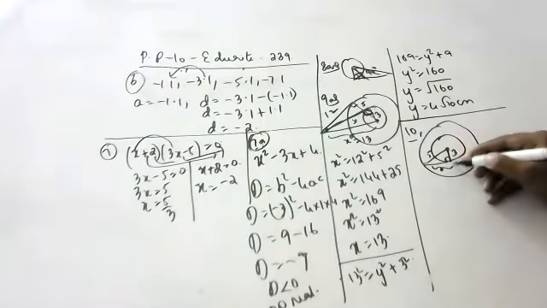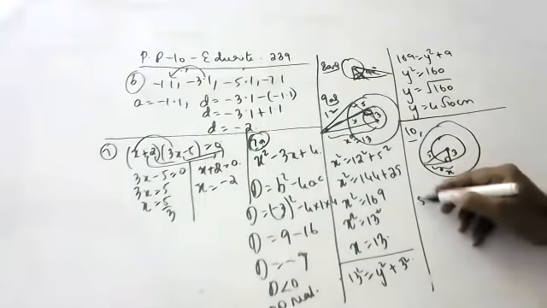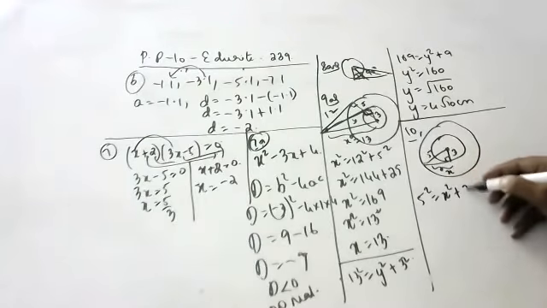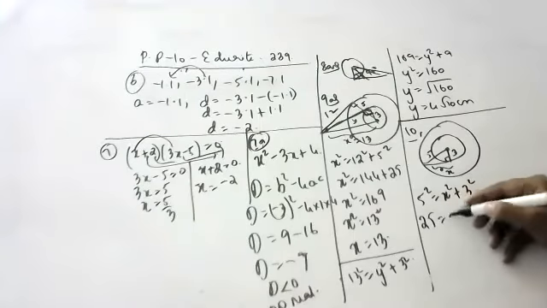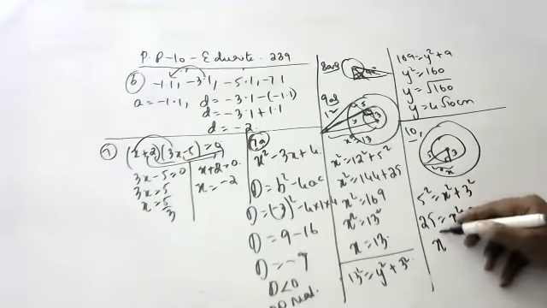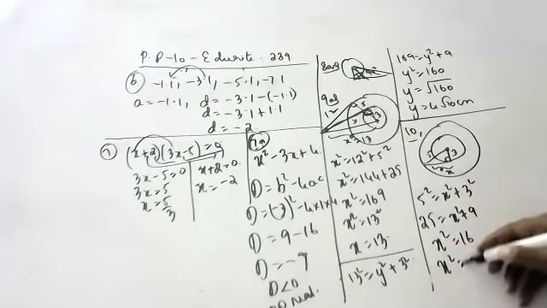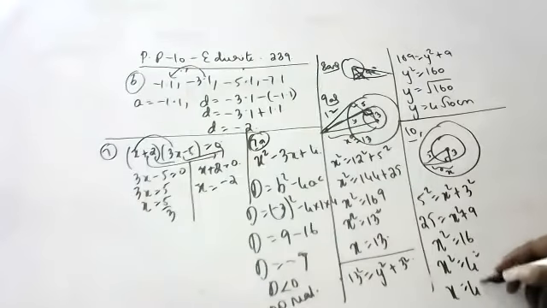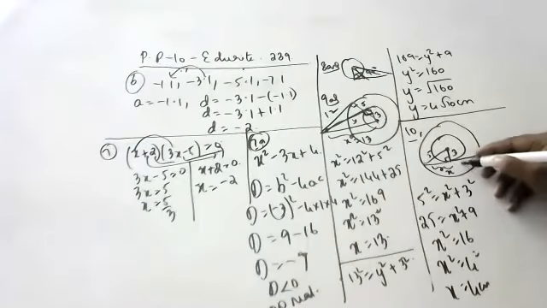So children, first we have to find out this one. We have 5 square is equal to x square plus 3 square. 25 is equal to x square plus 9. x square is equal to 16. x is equal to 4. If this is 4, this is also 4.